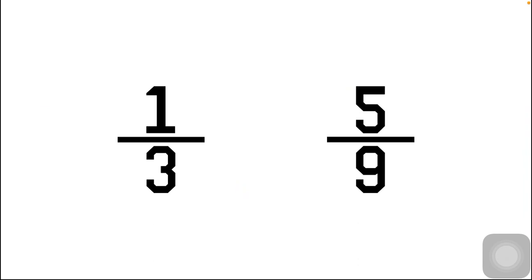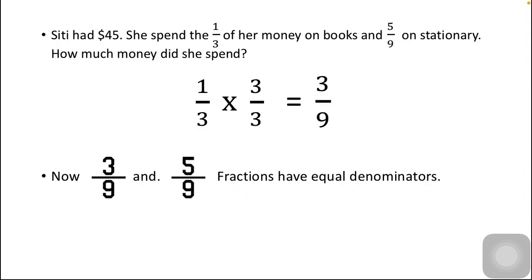So what we are going to do with 1/3 and 5/9, we have to equalize the denominators. Let us check both the denominators one by one. The smaller one is 3 and the bigger one is 9, and we all know that 9 comes in the table of 3. So 3 times 3 equals 9. Here I have done 1/3 multiplied by 3/3 equals 3/9, and 3 multiplied by 3 equals 9.